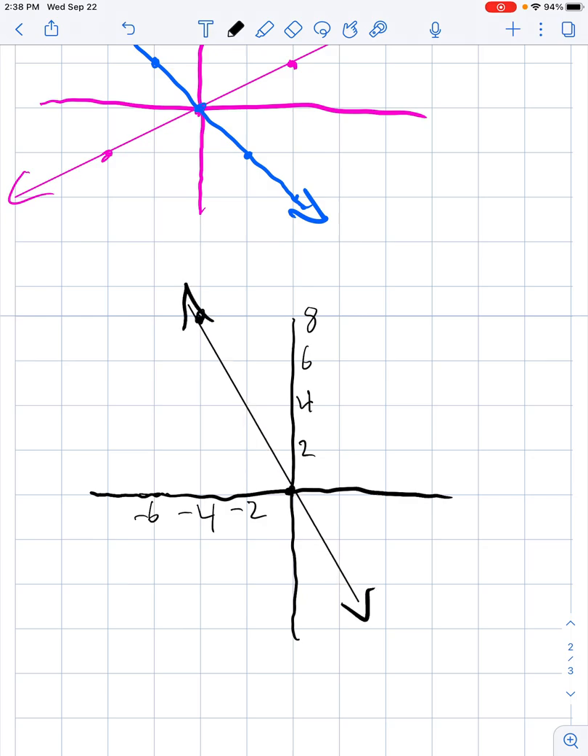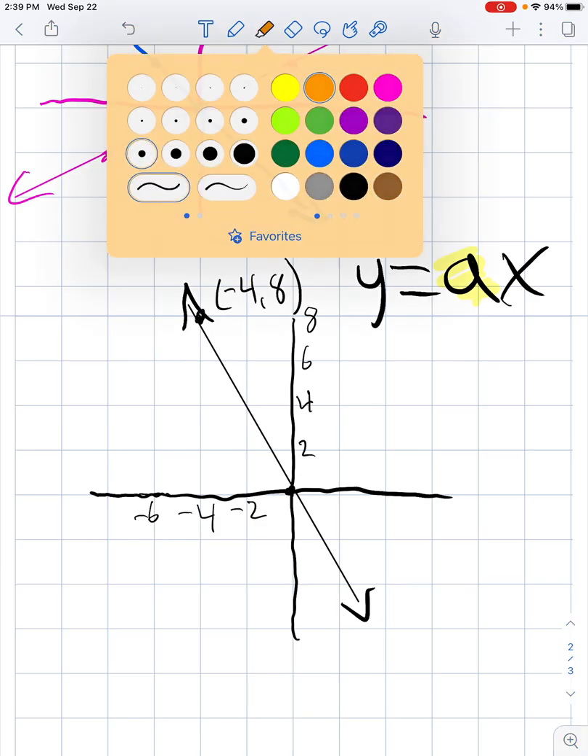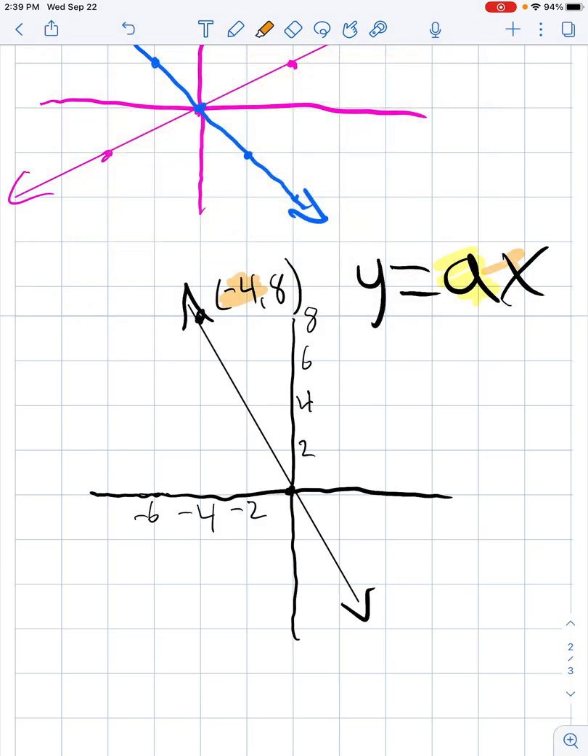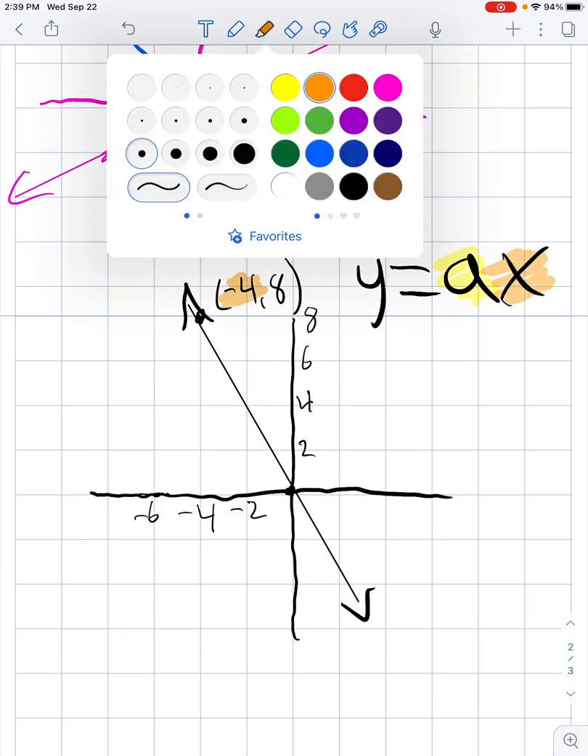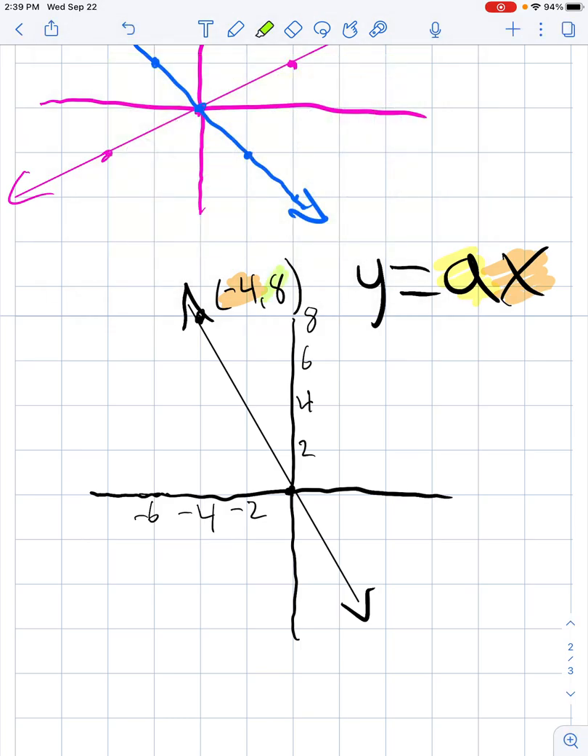Okay. Now, again, our equation for direct variation is y equals a times x. We're trying to figure out what a is. And now notice I've got an ordered pair, -4, 8. I've got an x value, which can go here, and I have a y value, which can go here. So I'm going to substitute those numbers in.